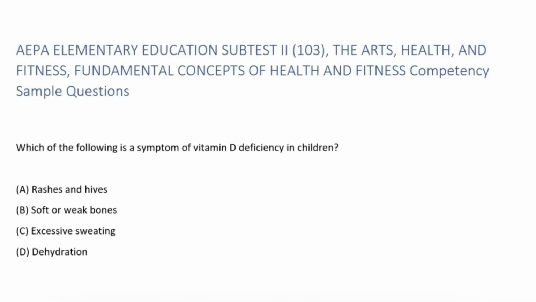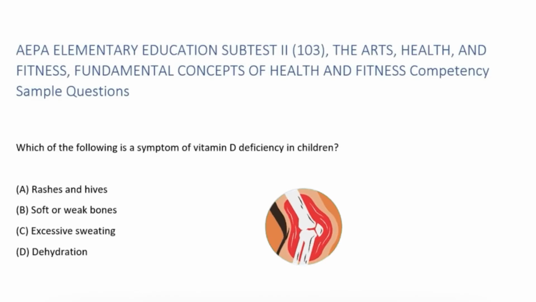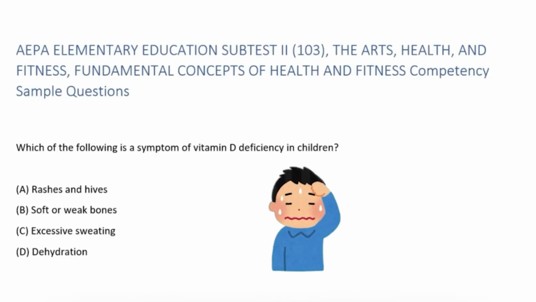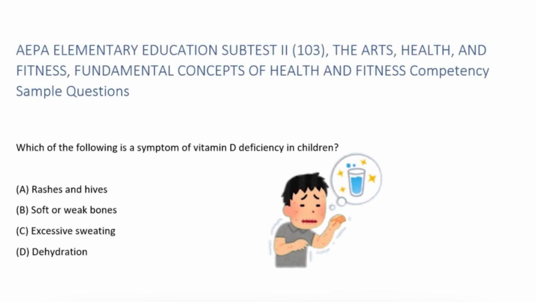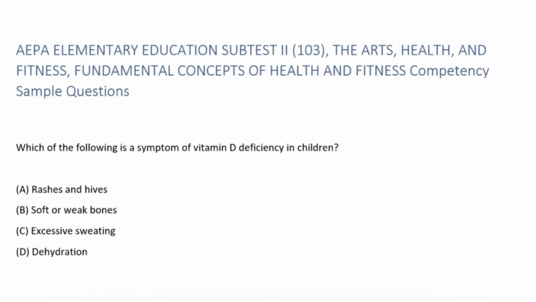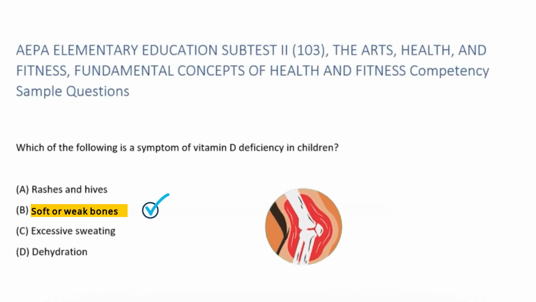Question number 3. Which of the following is a symptom of vitamin D deficiency in children? A, rashes and hives. B, soft or weak bones. C, excessive sweating. Or D, dehydration. The answer is B, soft or weak bones.